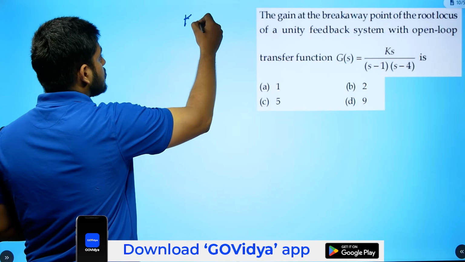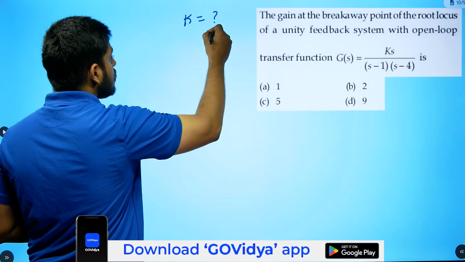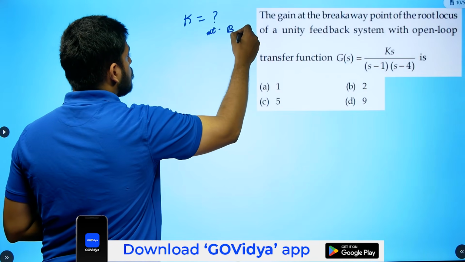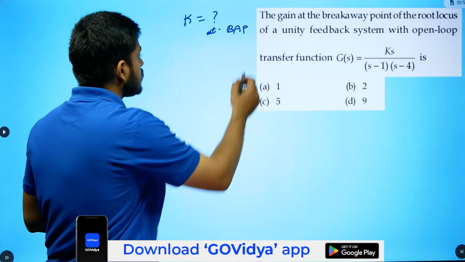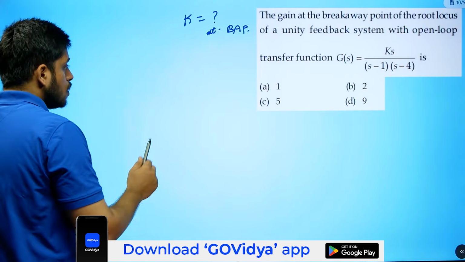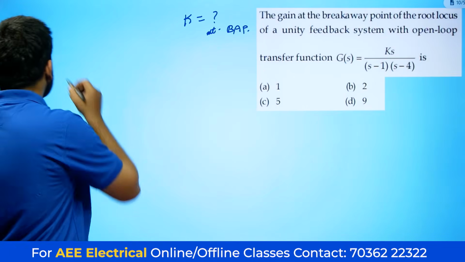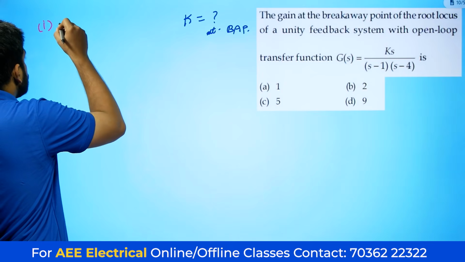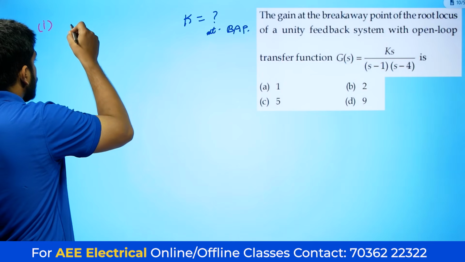So K is equal to how much at the breakaway point? Okay, that is the equation we need. Exactly. So let us follow the order. Firstly, first one, we need to see DRL or CRL. So what is the equation given to us?